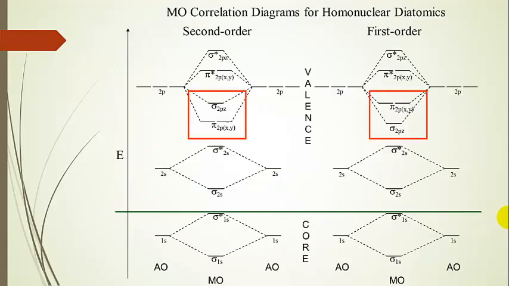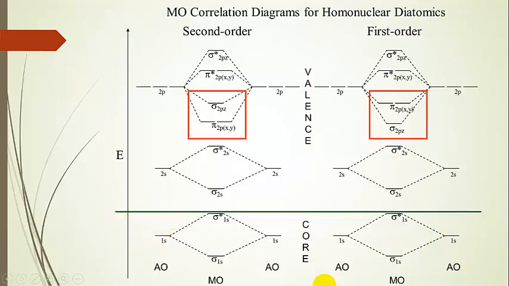Okay, so here are the two correlation diagrams. One on this side, I'll say more about these in a second, that's the second order, and here's the first order. And so these are two separate diagrams. They are on the same page, so don't get confused.